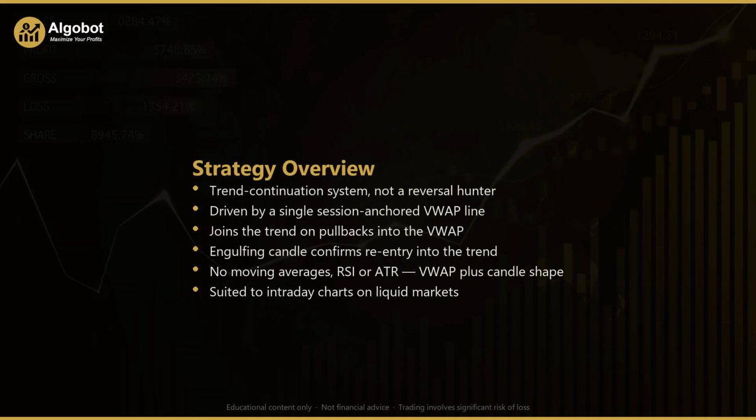The idea is straightforward. When price is trading above the VWAP, the strategy treats that line as a dynamic area of support, and it watches for pullbacks that dip into the line and then recover. When price is trading below the VWAP, the line is treated as dynamic resistance, and the strategy watches for rallies that push up into it and then fade. To confirm that the crowd has genuinely re-engaged with the trend, it requires an engulfing candle right at the line. No moving averages, no oscillators, no extra indicators. Just the VWAP and the raw shape of the candles.